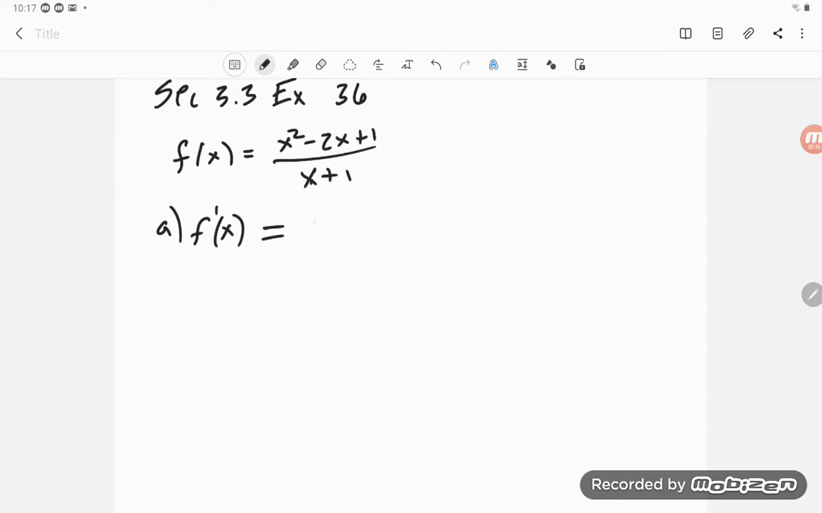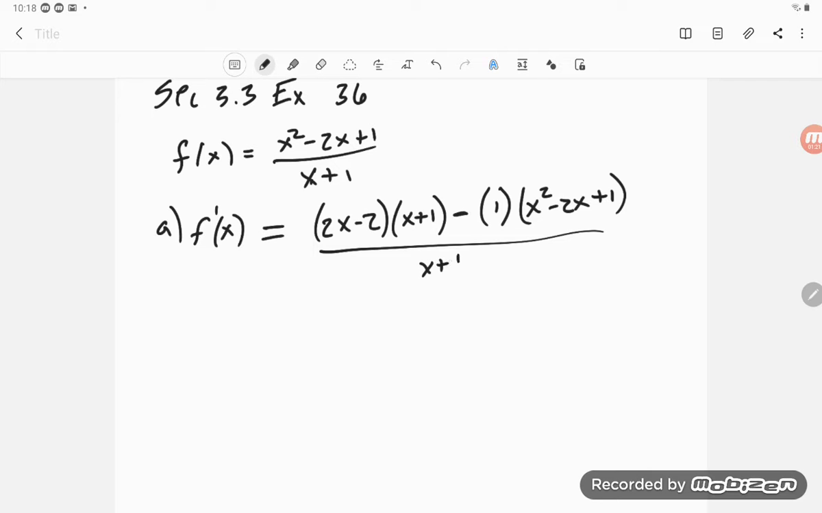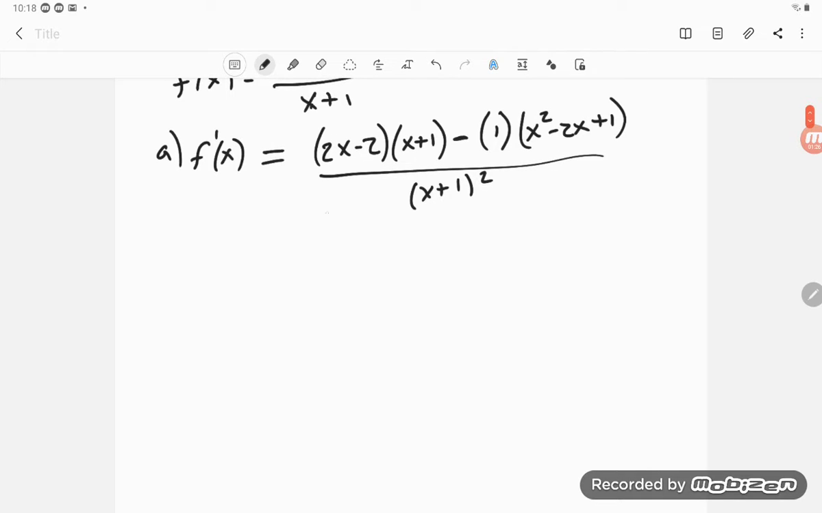Derivative of the top, which is 2x minus 2, all times the thing on the bottom, then minus the derivative of the bottom, which is 1, times the thing on the top, so that's x squared minus 2x plus 1, all divided by (x plus 1) quantity squared. So there, I thankfully got that right that time.